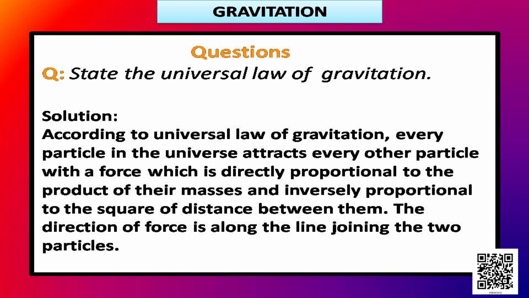So, the answer for that is, the universal law of gravitation states that every object in the universe attracts every other object with a force called the gravitational force. The force acting between two objects is directly proportional to the product of their masses and inversely proportional to the square of the distance between their centers.